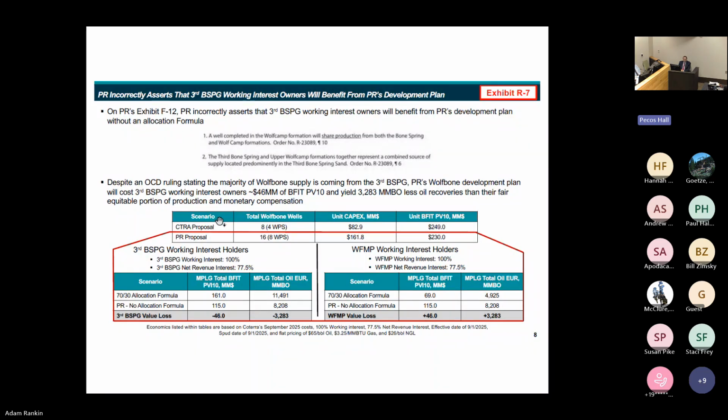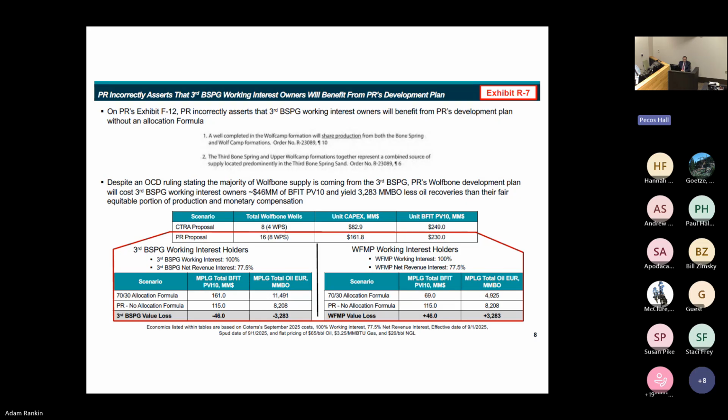I appreciate that. So as I understand, the premise of this slide is that there was an order issued by the division that suggests that most of the reservoir is in the third Bone Spring, right? I would object to the characterization of it being a suggestion. Well, we'll get to it. I'm asking him to tell me if I'm right or wrong.